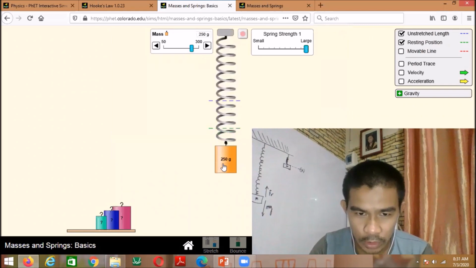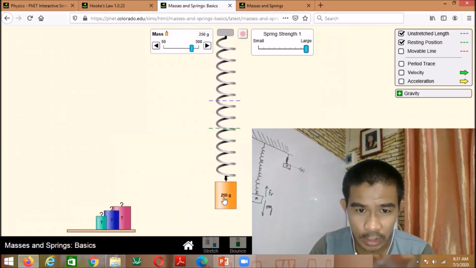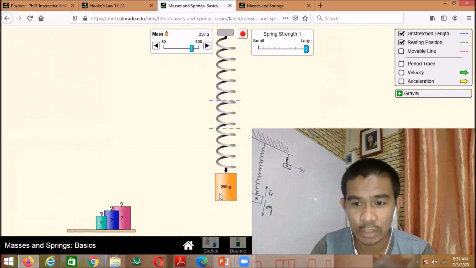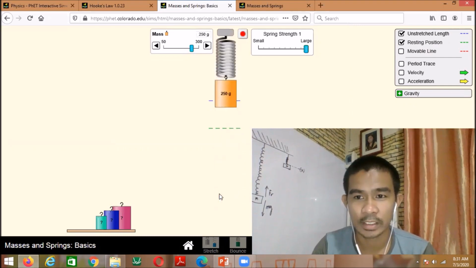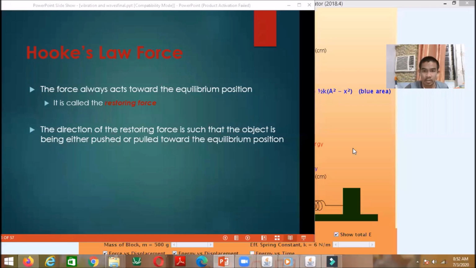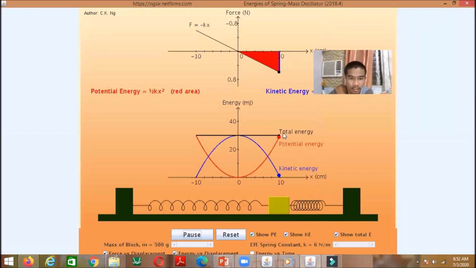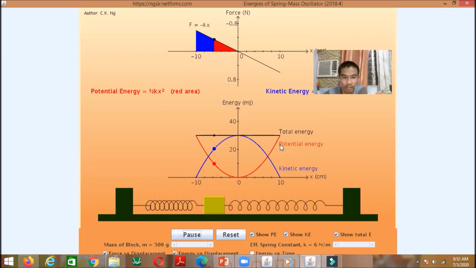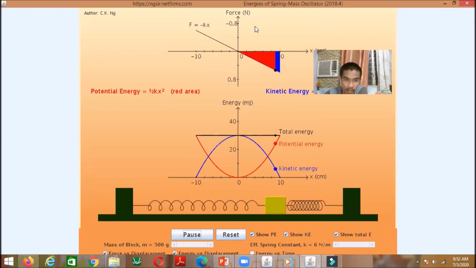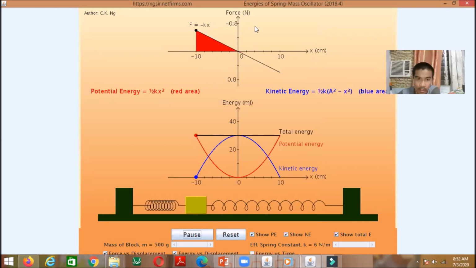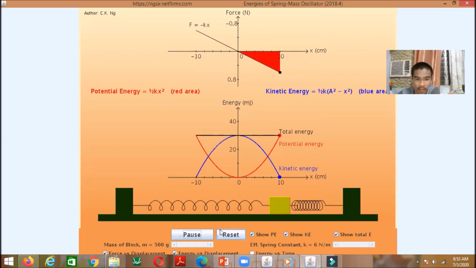Now, if I'm going to stretch the spring and then release it, what happens? It oscillates. Why? So why is it called the restoring force? Now, let's have this simulation, a mass attached to the spring. This here is the graph of force versus displacement.